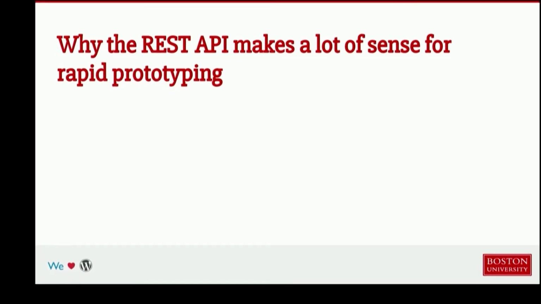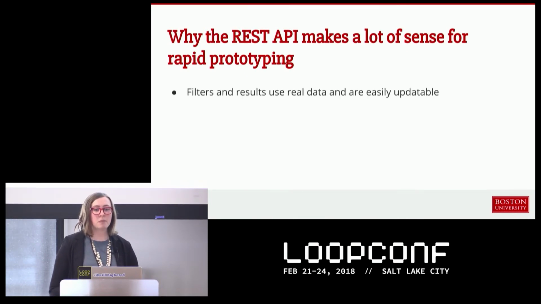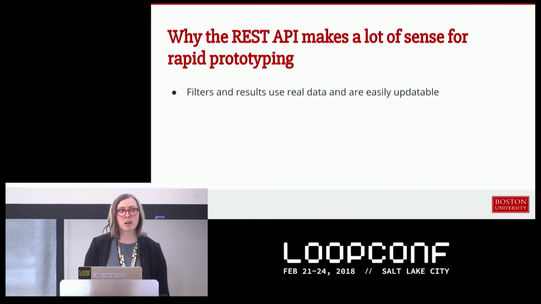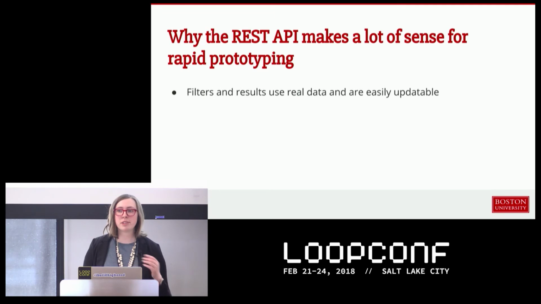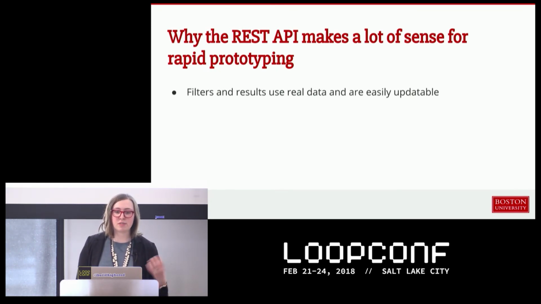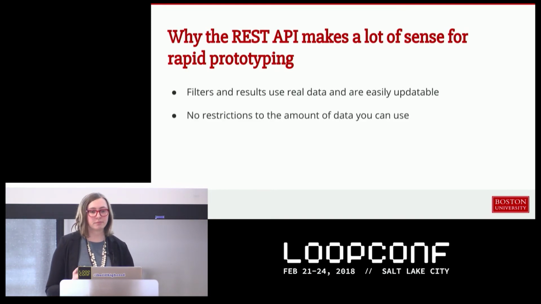So the REST API solved a huge problem for me, and it makes a ton of sense for rapid prototyping. Filters and results use real data and are easily updatable. That's big for me because when I go to usability testing and I talk with students and find out that a filter is confusing or not quite right for them, I can change it quickly. It's a simple taxonomy in WordPress. I can say, oh, the name of this is this now. And from there on, right away, I can use that data and adjust the prototype so that we know what to build in the future.